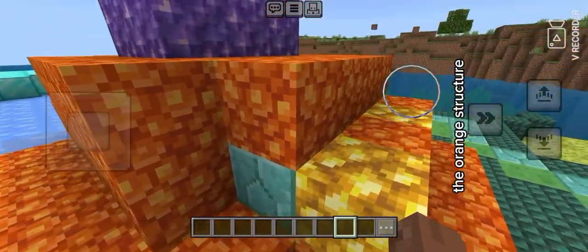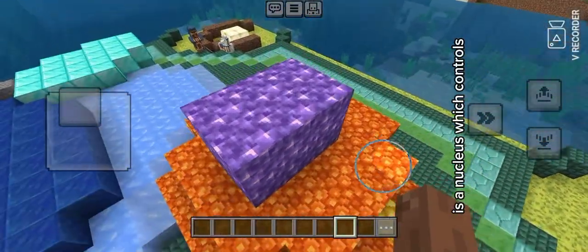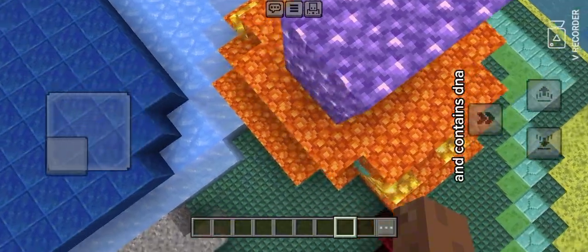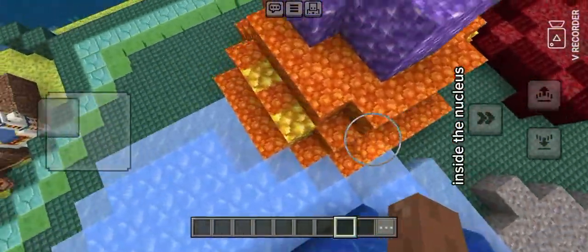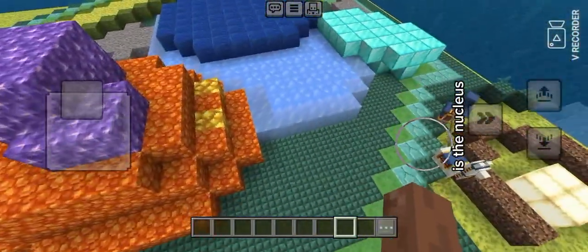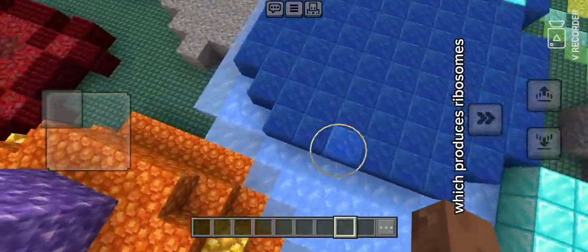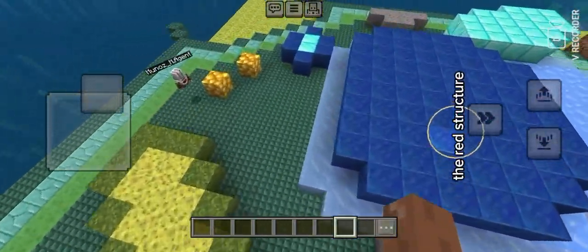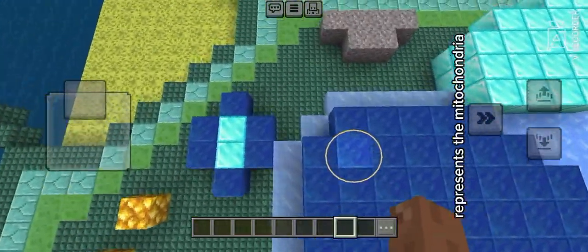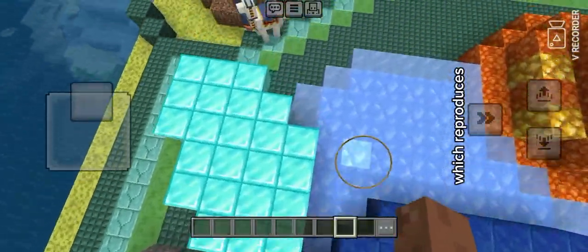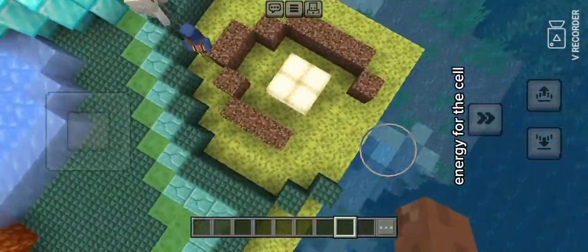The orange structure is the nucleus, which controls the cell's activities and contains DNA. Inside the nucleus, the purple part is the nucleolus, which produces ribosomes. The red structure represents the mitochondrion, which produces energy for the cell.